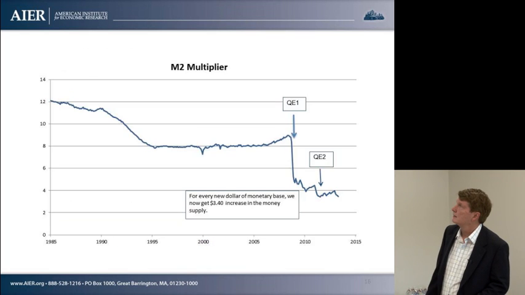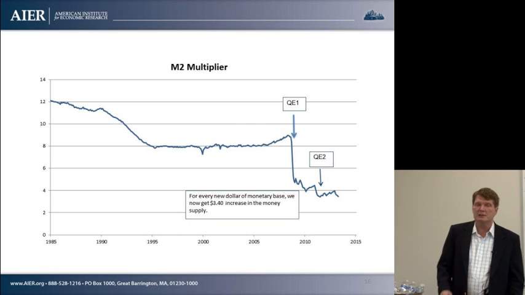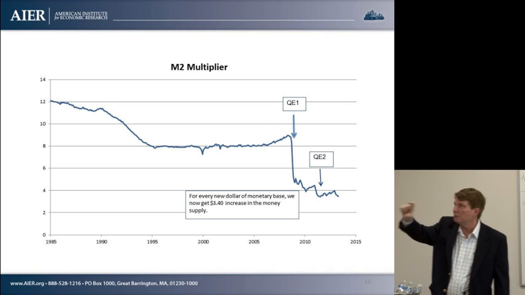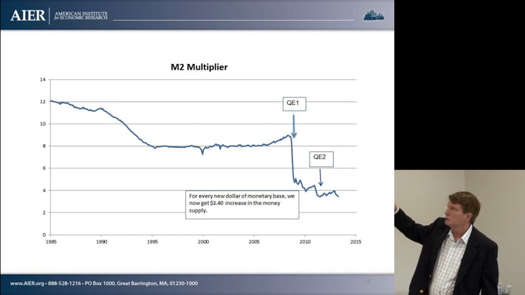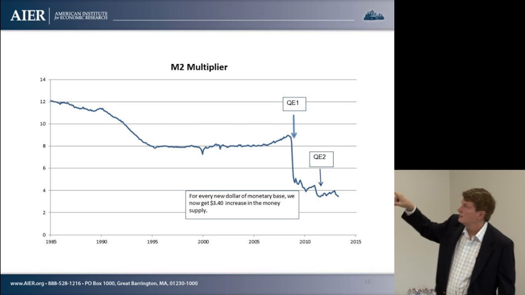Okay, how do I get this to go? There we go. So we look at the M2 multiplier. This is that rate of expansion between the base and M2, which I said was pretty constant. You can see here from about 1995 to 2010, it was holding at around 8. Okay, very constant. And then it starts to fall apart.